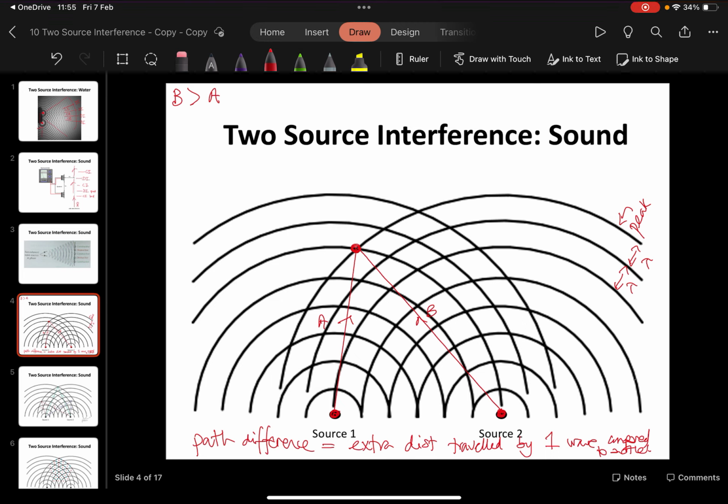Well, the way I can work that out is I can say from source 2, we've gone 1, 2, 3, 4, 5, 6, 7, 8 wavelengths along. So B is 8 lambda. Whereas from source 1, it's 1, 2, 3, 4, 5, 6. Path A is 6 wavelengths long. So there is a path difference of 8 minus 6. There is a path difference of 2 lambda.